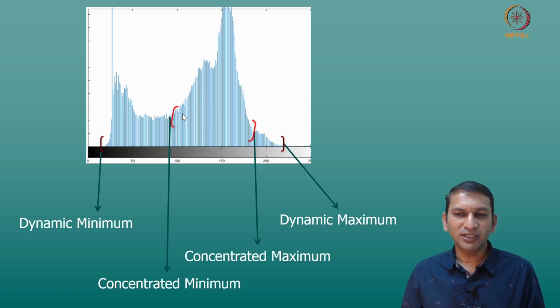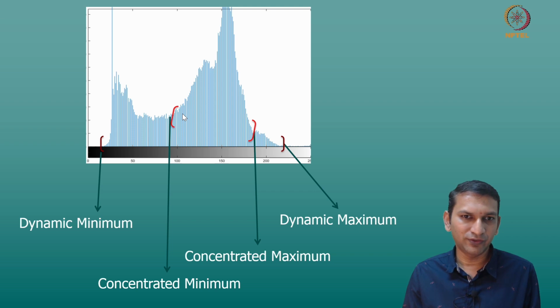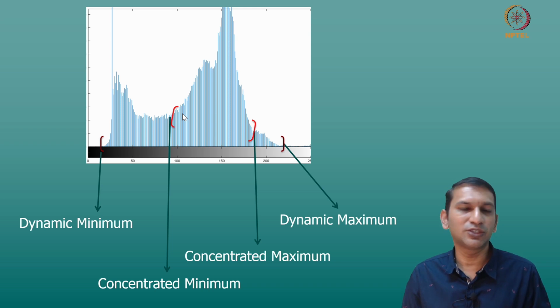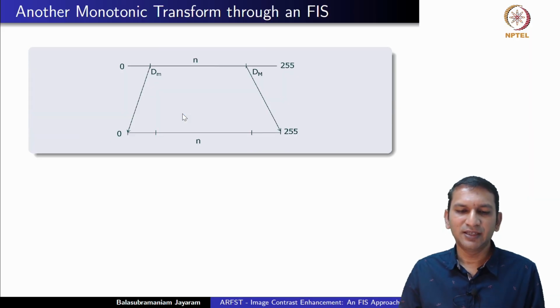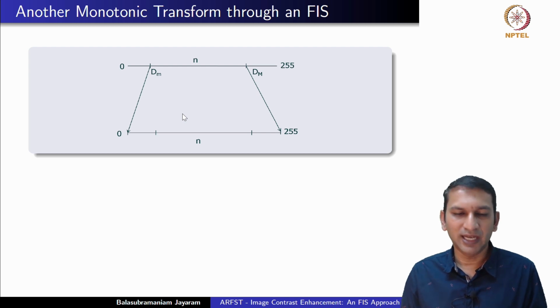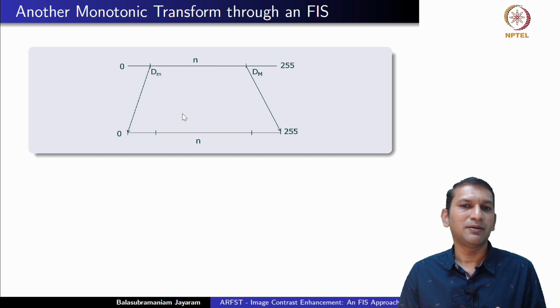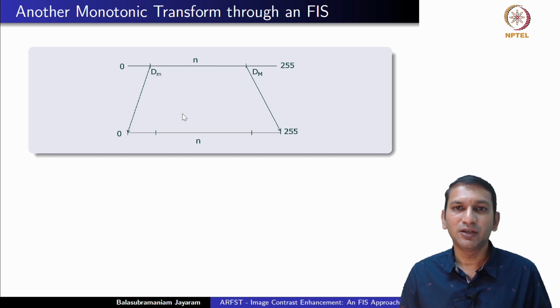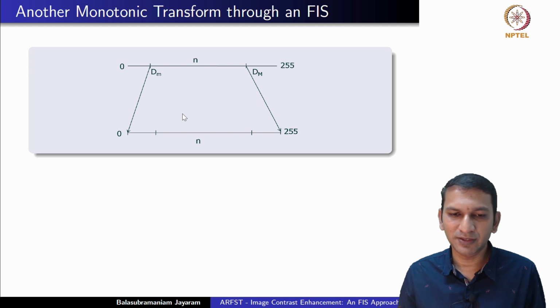Why not stretch this part aggressively? So while we stretch the dynamic range to 0 to 255, we do not stretch it uniformly. The rate of increase of this monotonic function is not uniform, but it is faster over this concentrated dynamic range. So the idea is not to only look at the dynamic range. This is what we did earlier. We took n fuzzy sets on the dynamic range, n fuzzy sets on the 0 to 255 interval, and mapped these as the antecedents and consequents coming from the corresponding fuzzy covers.